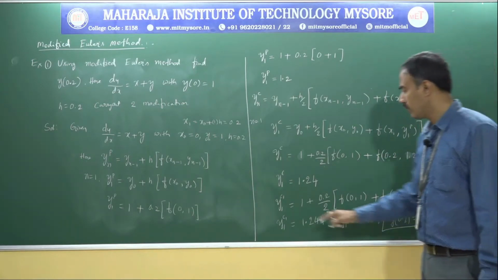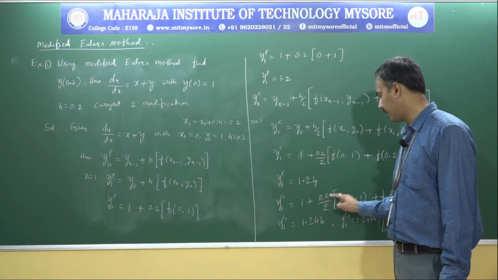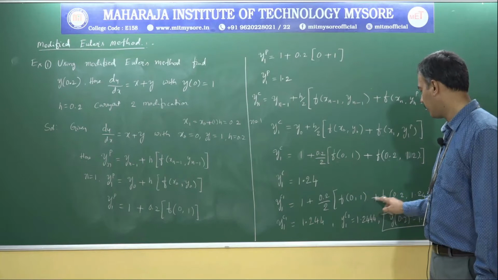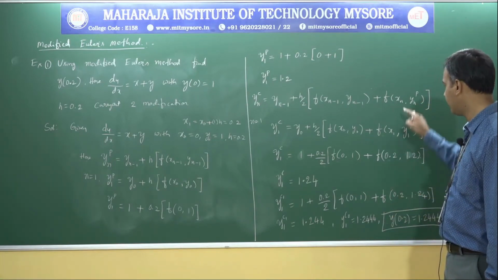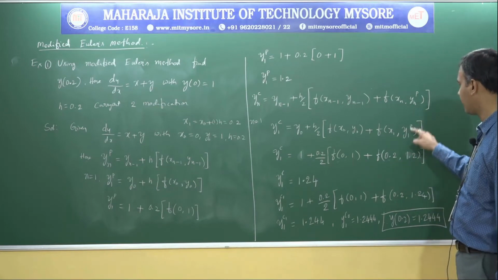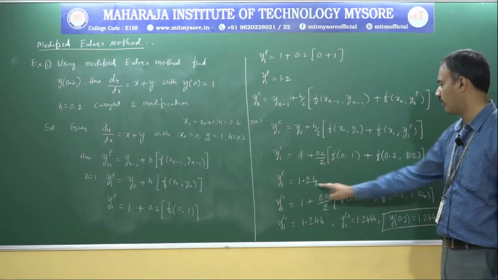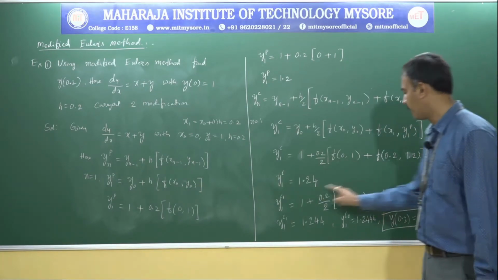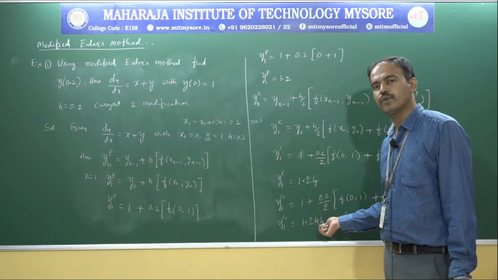Now the next one, y1c1, means 1 plus 0.2 by 2, f of 0 comma 1, plus f of 0.2, where 0.2 is the x1 value, comma y1p. In general, all of you already know that we replace it with y1c, the previous corrected value 1.24. After the simplification, we get y1c1 equal to 1.244.